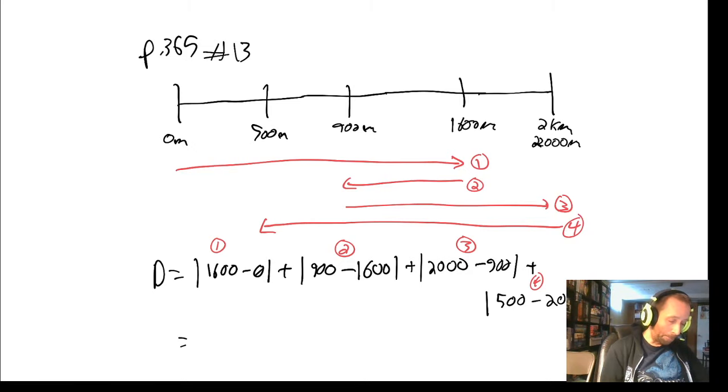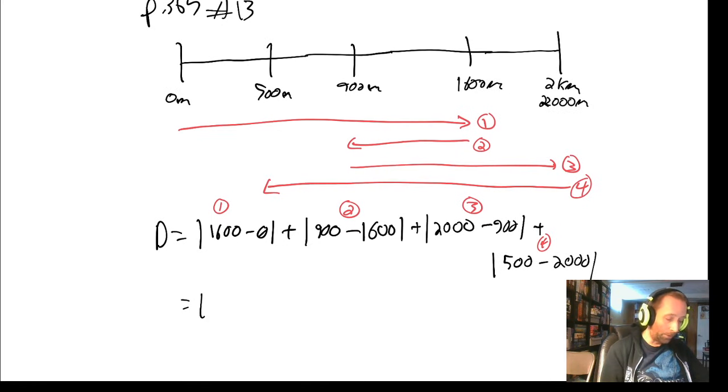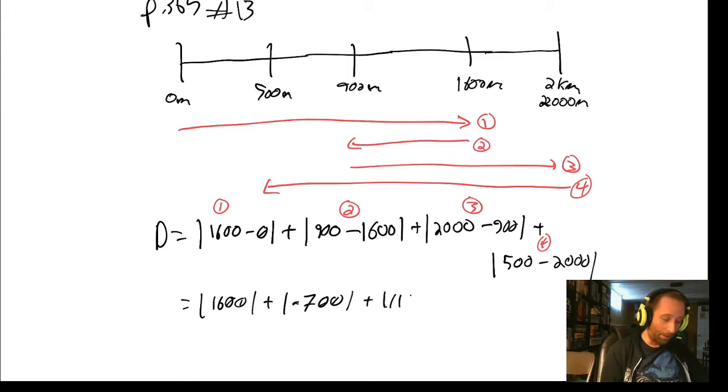Okay, so continuing on a little bit, and I'll just scroll my screen. So 1,600 minus 0 is just 1,600. 900 minus 1,600 is negative 700. 200 minus 900 is 1,100. And this last difference is 1,500.